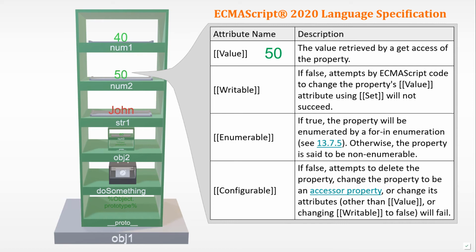Writable, for example, determines whether we can change a value once we have defined it. Enumerable would determine whether the value would be visible in a for in loop. And configurable would determine things such as, are we allowed to delete the value? So notice that there are additional layers which we have not discussed. These are advanced topics, but again, let us make sure that we are aware that they at least exist.